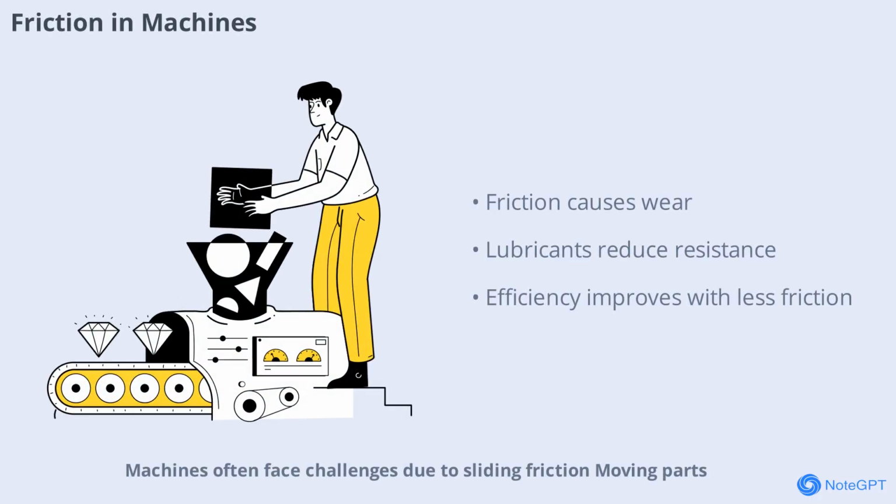Machines often face challenges due to sliding friction. Moving parts like gears and pistons experience resistance that can cause heat and wear. To reduce these effects, engineers use lubricants such as oil or grease. These substances create a thin layer between surfaces, minimizing direct contact and lowering friction. This not only improves efficiency but also extends the lifespan of machines. Understanding how to manage sliding friction is key to maintaining and designing reliable equipment.